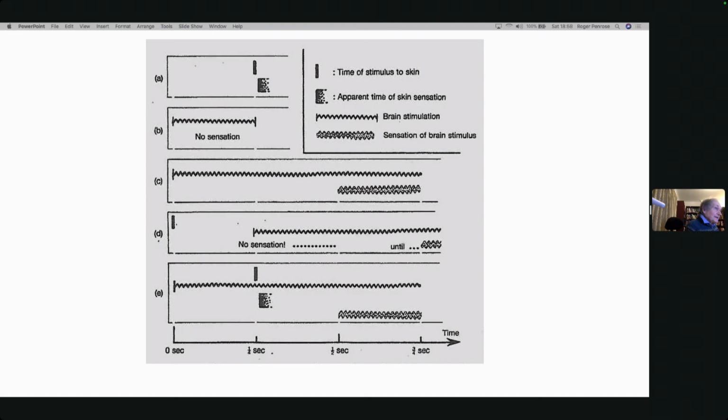Then the next line down, that's the fourth line down. If you stimulate the finger first, then this is the curious one, because the brain stimulation, although it was later, somehow seems to cancel out the finger stimulation, even though the stimulation seems to be simultaneous with what the clock said. So how is it that the later stimulation of the brain somehow could wipe out something which seemed to have occurred earlier? Well, that's a puzzling thing.